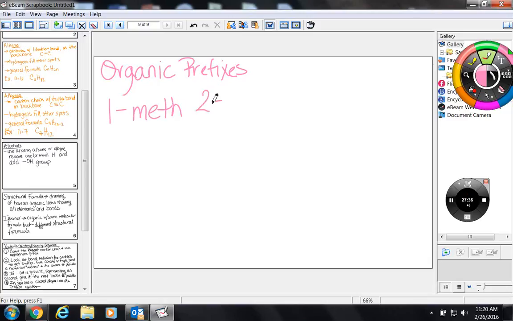2 is eth. 3 is prop. 4 is but. Like you've heard of a butane lighter, right? Yes, I have. B-U-T-A-N-E. Oh, that's where you get like ethane and methane. Right. You've heard of propane for your grill. What about methane? Okay. You've heard of methane, a cow fart. Yeah, right.